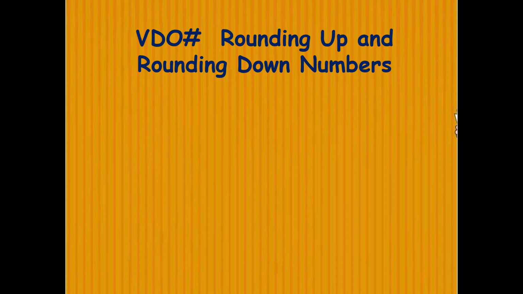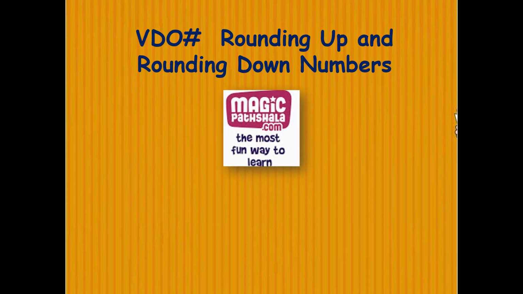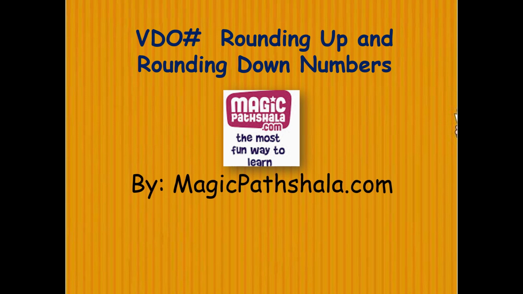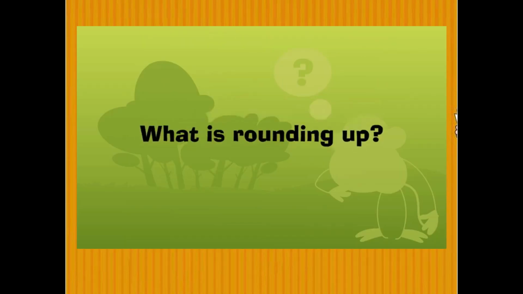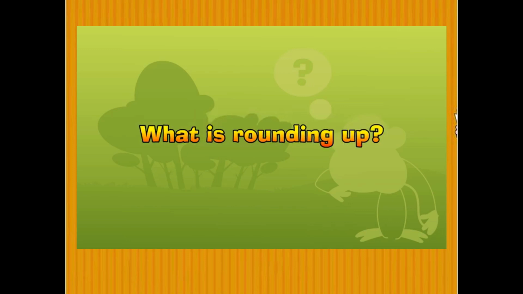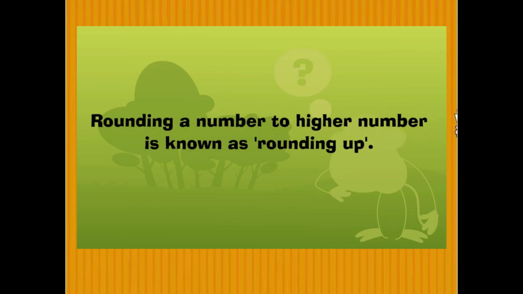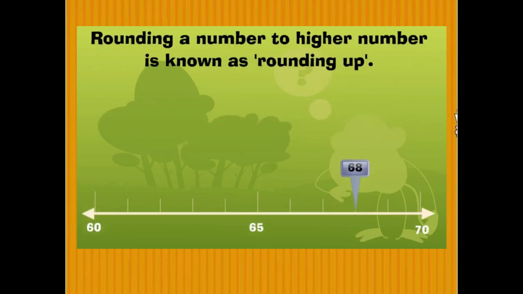Everyone, let us watch the video below. In this video you are going to learn about rounding up and rounding down numbers. Please enjoy watching. Good luck. What is rounding up? Rounding a number to a higher number is known as rounding up. For example, rounding off 68 to the nearest tens gives us 70. This is known as rounding up.